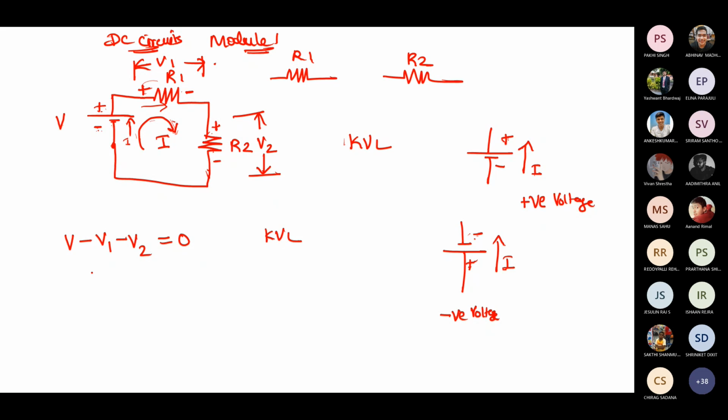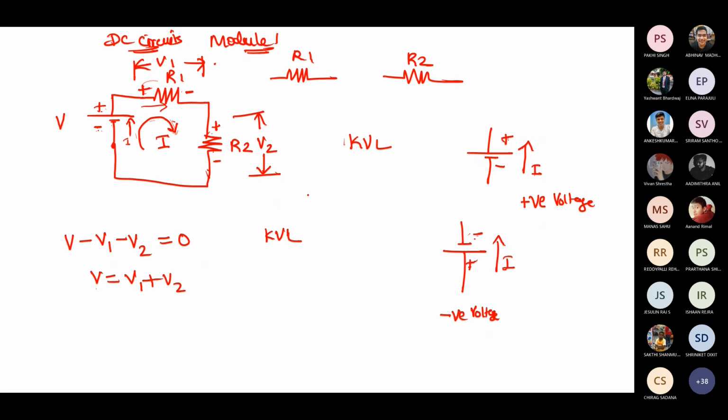Okay. So now V is equal to V1 plus V2; I'm collecting the positive and negative terms and taking the V's to the side. That's what we are saying again: the sum of the potential rise is equal to the sum of the potential drop in a closed path. That is Kirchhoff's voltage law. Okay, up to this is fine.